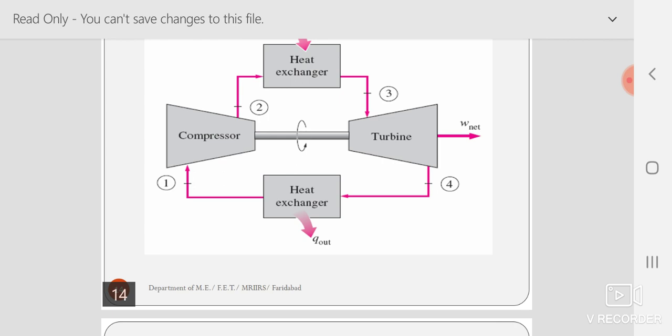Now, today we have talked about the open type of gas turbine and the closed type of gas turbine, and we have defined how they work, the functioning of the compressor, the functioning of the different types of other equipment there. I think it is clear.